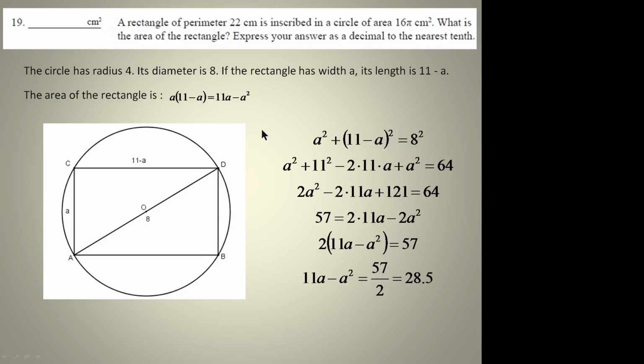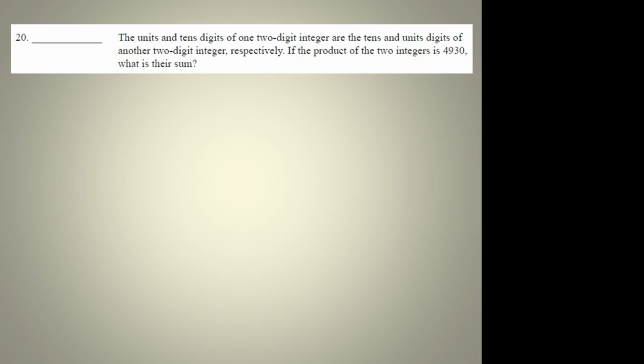But this one, compare here. That's the same thing. So they divided by 2. You get 11a minus a squared, which is the area, is 57 divided by 2, which is 28.5. So you see, you don't need to find a. That's the key here. If you go to find a, it will take you a lot of time. Then you will miss all the other easy questions.